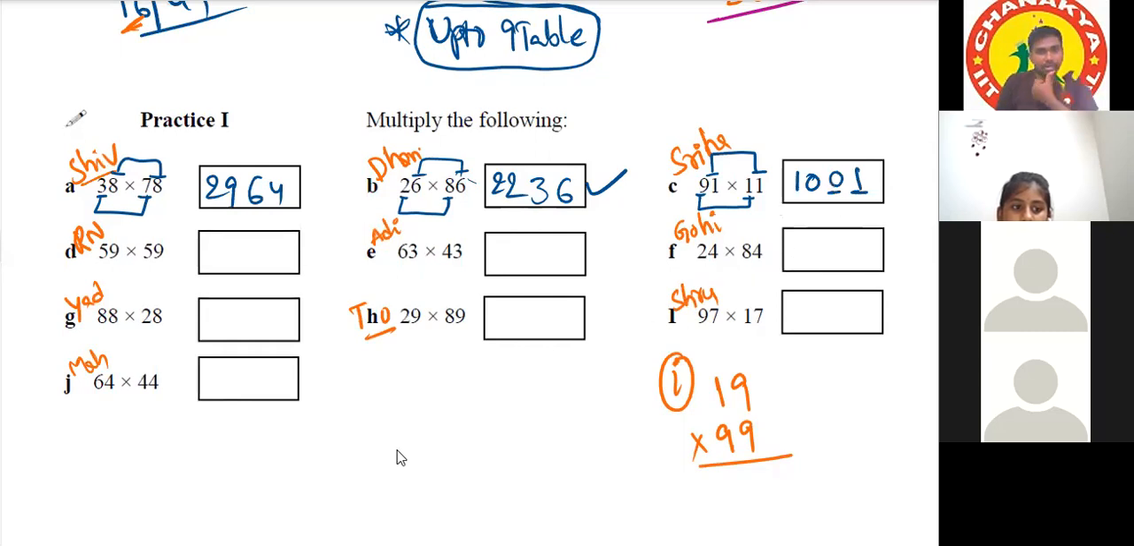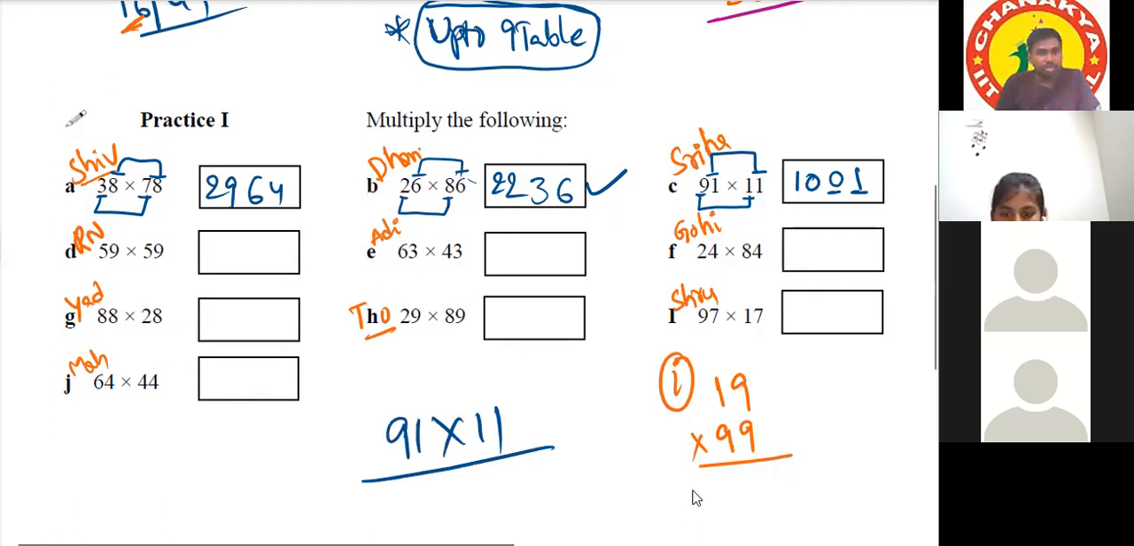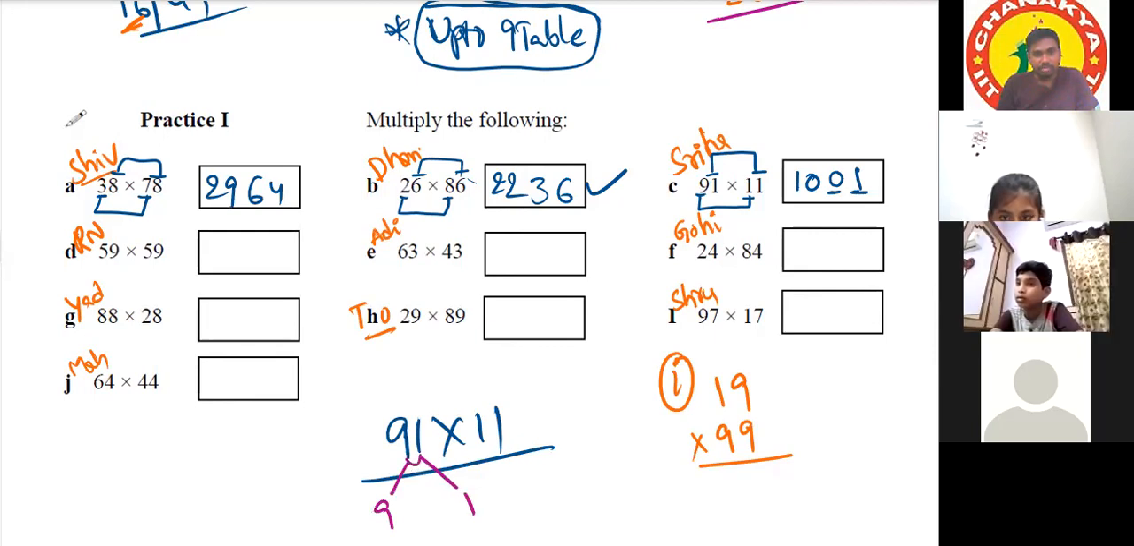Okay. And nobody recollects this one. 91 into 11. Sir, actually, we can do it with the 11 technique. Yes, the 11 technique we can do. So see, 9 as it is. Then 1 as it is. 9 plus 1 is 10. 1 as it is. Sir, 10 is a double-digit number, so carry 1. So 1 0 0 1.